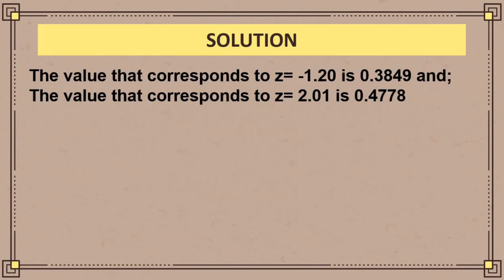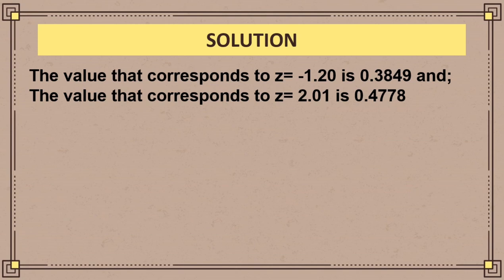So we have here the value that corresponds to negative 1.20 is 0.3849. And the value that corresponds to z equals 2.01 is 0.4778. Now that we have their values, we will apply the case.